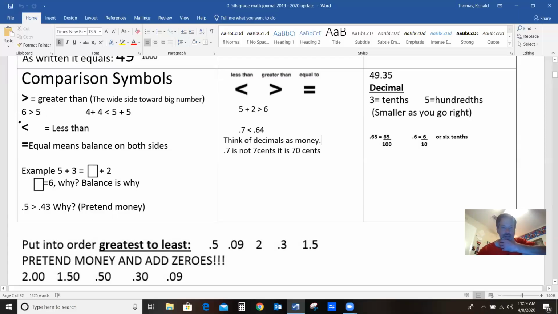Is 6 greater than 5? Well, look, of course it's bigger. The bigger side toward the bigger number. It points to the small number. See how it points at it? It's like pointing at it, like that, like that. Look at it. It's pointing at the small one.